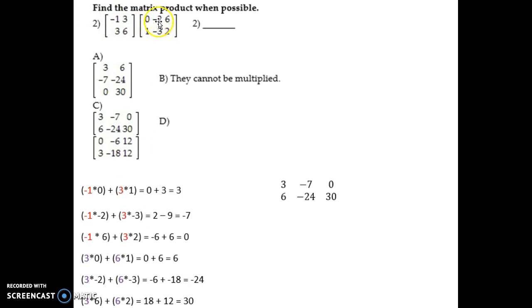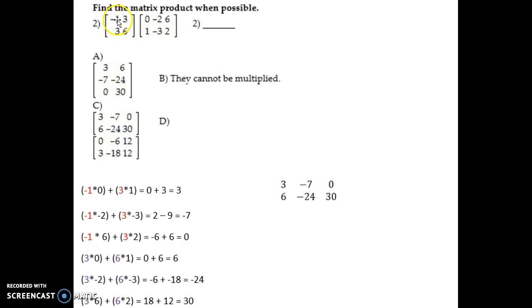And move on to the second column. So now we're multiplying by the -2 and the -3. And calculate those results, you get -7. And then again, that same row, the -1 and the 3, and do it by the third column. And calculate those two results, you get 0.